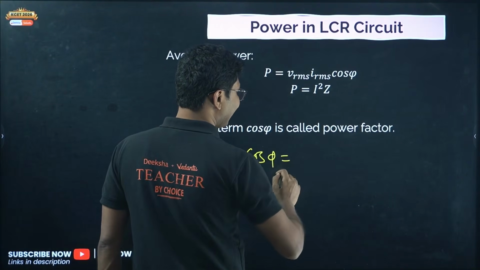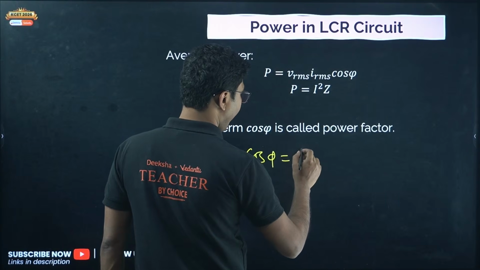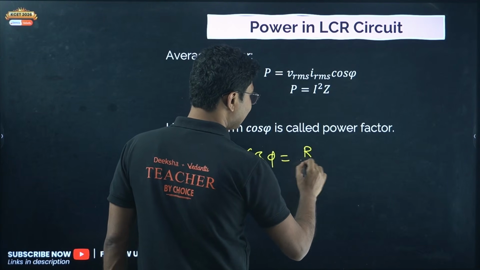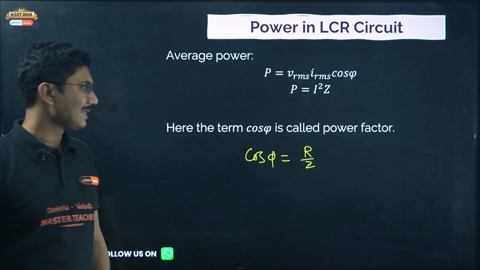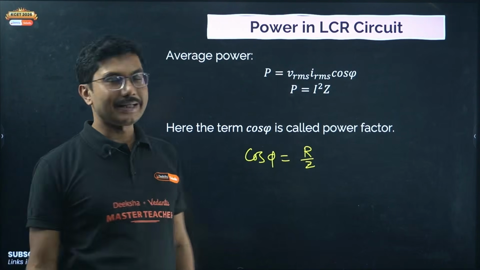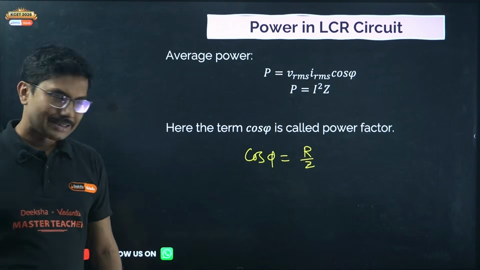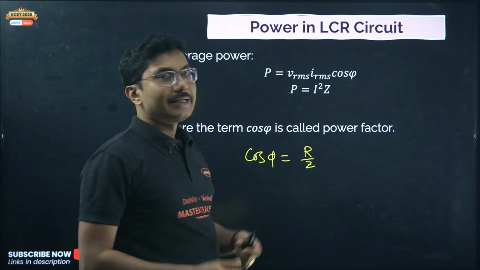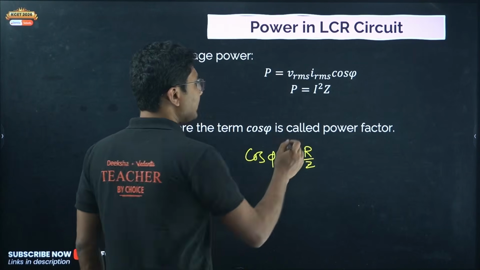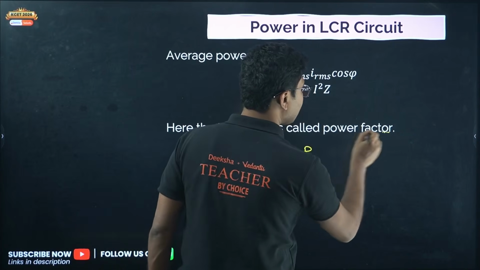So cos phi is given by R by Z. Okay, and sin phi is given by XL minus XC divided by Z. Right? Okay, and this is called power factor. This is called the power factor of the circuit.